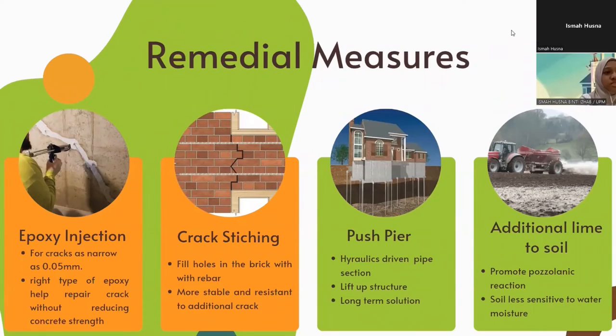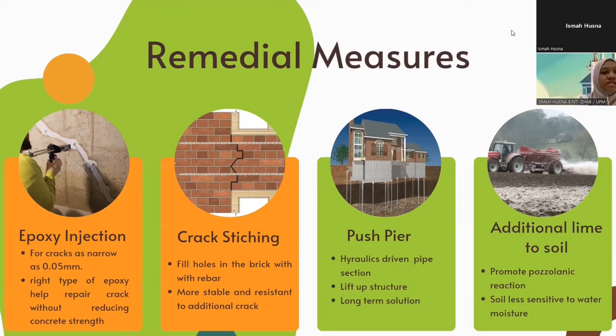Now, I will proceed with the next part, which is the remedial measures. There are a lot of remedial procedures for cracks, and the possible remedial measures for these structural cracks are as follows. The first one is epoxy injection. Epoxy injection is a method practically used for cracks as narrow as 0.05 millimeter. This method involves drilling holes at regular intervals along the crack and sealing the crack on the exposed surface before injecting the epoxy under pressure. There are many types of epoxy available, and the right type can help repair the crack without reducing the strength of the concrete.